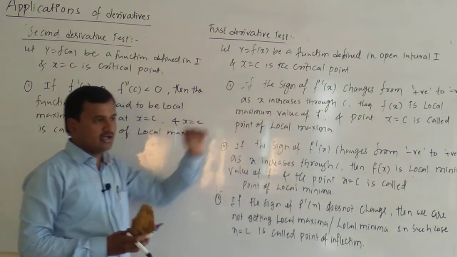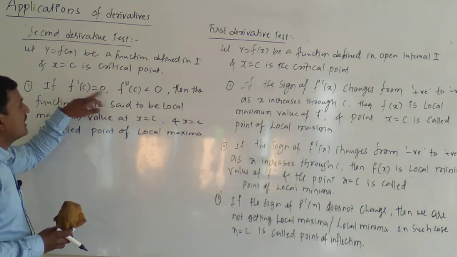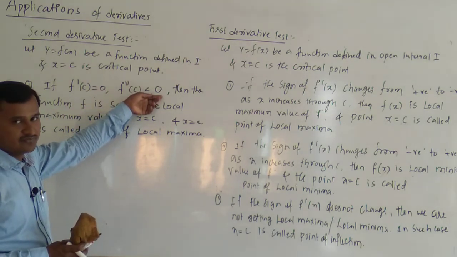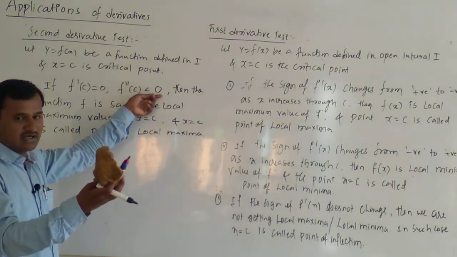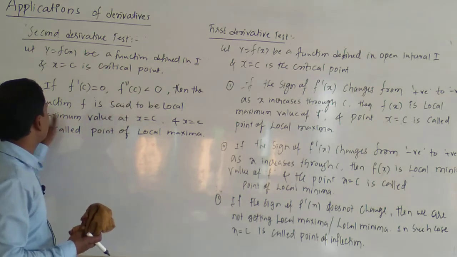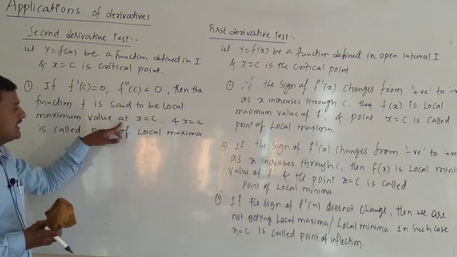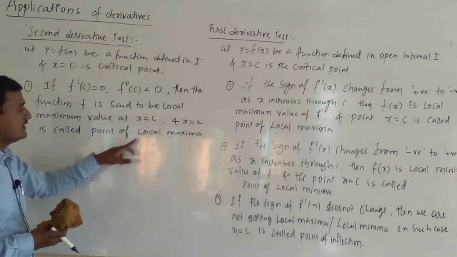So instead of checking the sign of f dash of x from positive to negative, here first we check if f dash of c equal to 0 and f double dash of c is less than 0, right? Less than 0 means f double dash we are getting negative, then the function f is said to have a local maximum value at x equal to c.